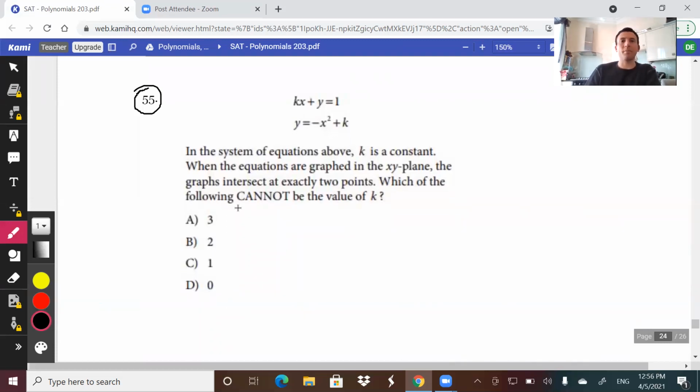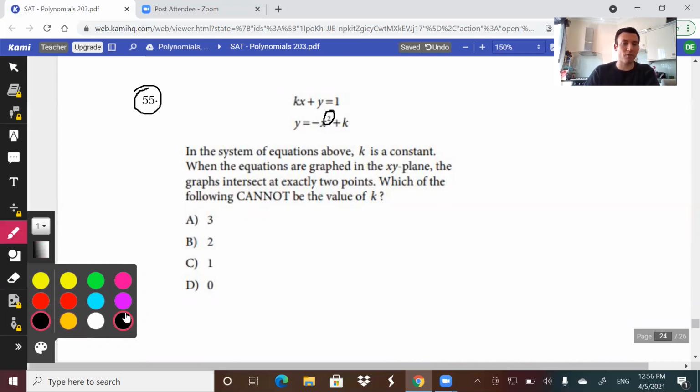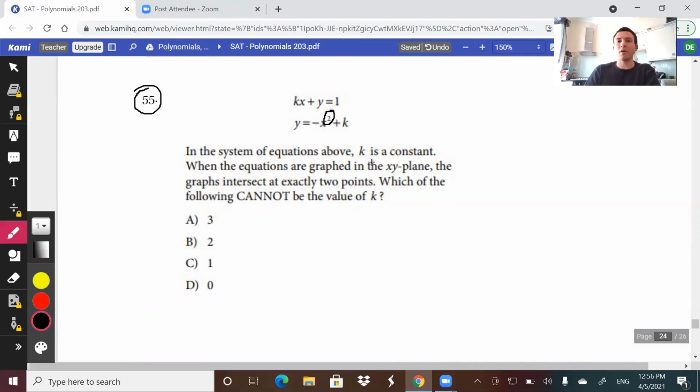And we're going to use the discriminant. It says, in the system of equations above, and by the way, one of these equations has an x squared, which tells us that we're looking at a quadratic. So we could be using the quadratic formula or the discriminant. In the system of equations above, k is a constant. When the equations are graphed in the xy plane, the graphs intersect at exactly 2 points.